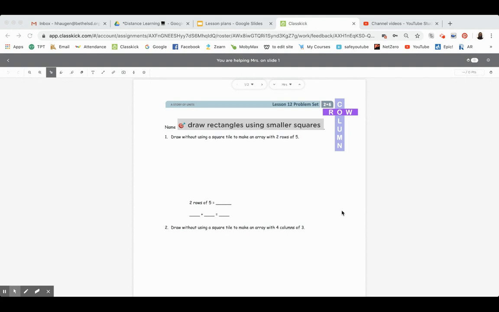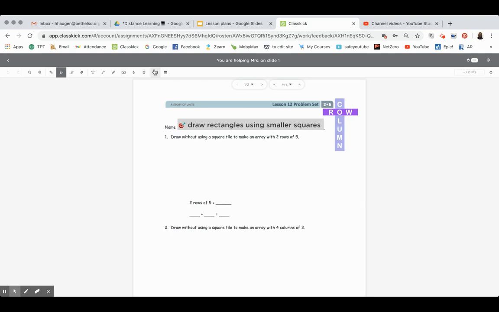So let's look at the target for today. The target says draw rectangles using smaller squares. Now we've done that. The other day you were working with your little squares that you were moving around on your iPad. Today's a little different. Today you notice in the directions for number 1, it says draw without using a square tile. Make an array with 2 rows of 5. So they don't want us to use those little squares anymore. They want us to practice drawing them.